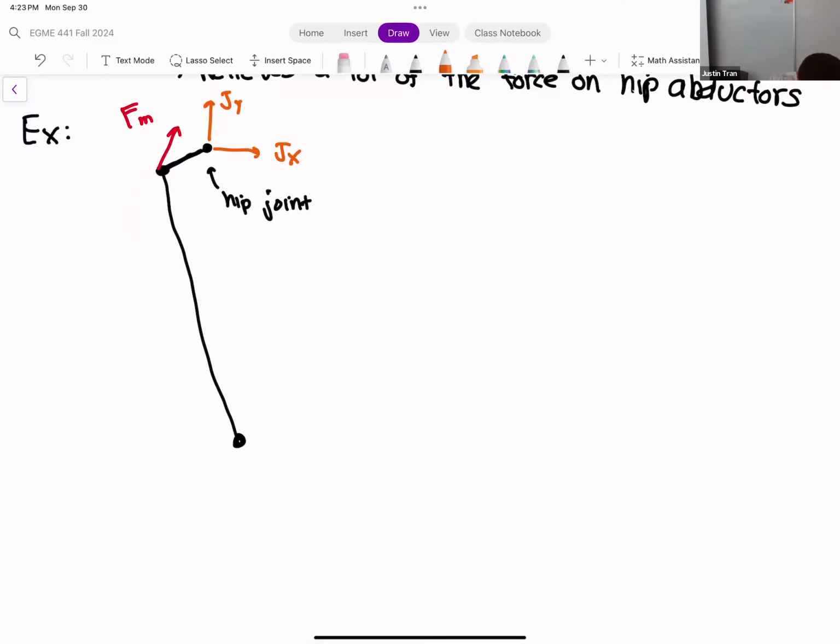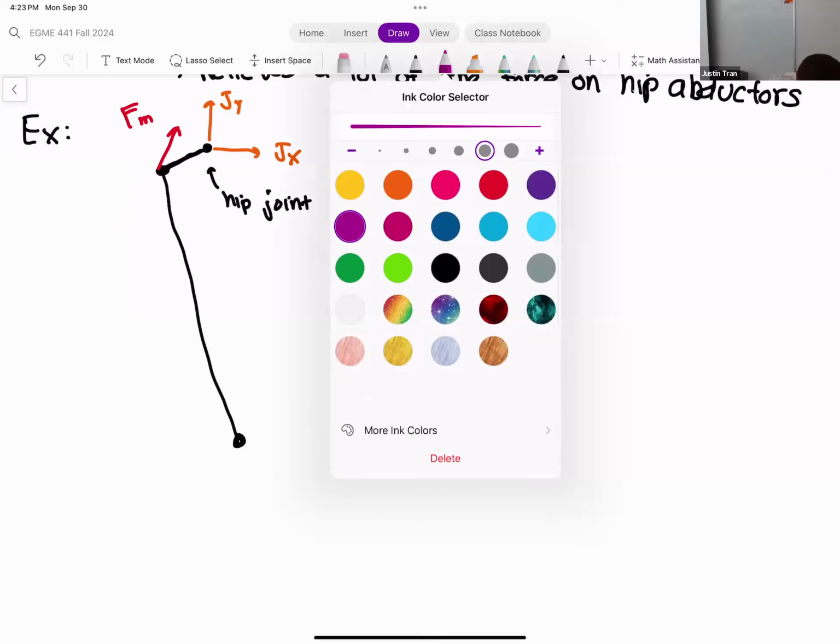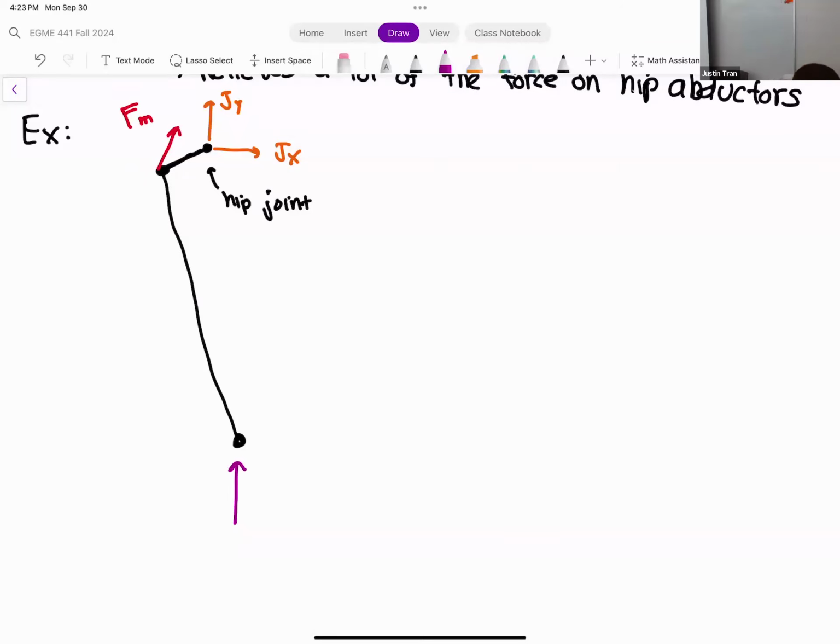Let me put in the normal force from the ground. And so this normal force here is going to represent the weight of the person's body. The person's body weight is going to be pushing down to the ground, and the ground pushes back a normal force with an amount of 200 newtons in this case.